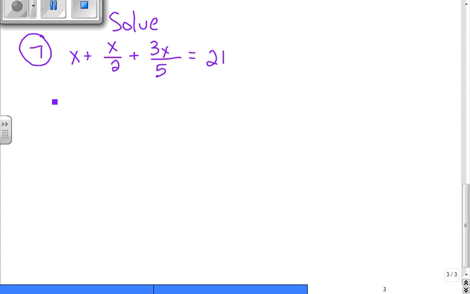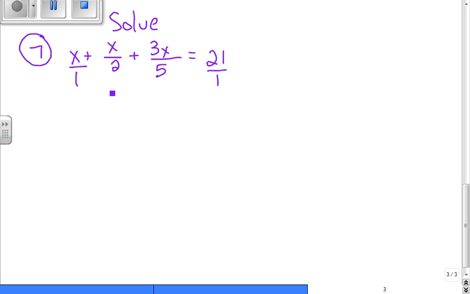Okay, problem 7 is a fraction buster. It requires us to find the least common multiple of the denominators. So the denominators we have here, well, this is just x, so its denominator is just 1. We have 1, 2, and 5. We can write 21 as a fraction, the whole number, so it's over 1. So what we really need to know is the least common multiple of 2 and 5. Well, the smallest number that 2 and 5 both go into is 10.